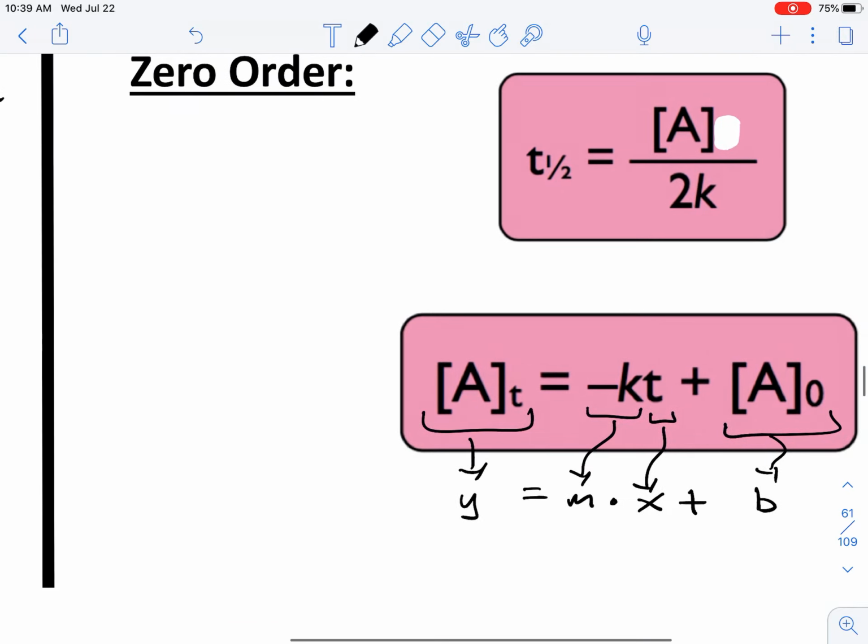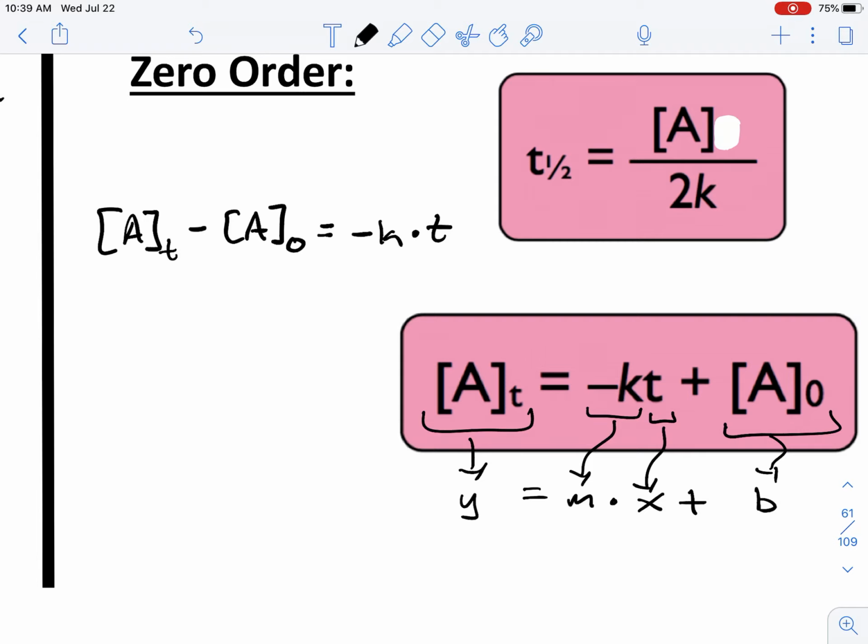And so if you guys are trying to use the shortened version of the zero order reaction, it's simply going to be A sub t minus the initial concentration, which is equal to negative k times t.